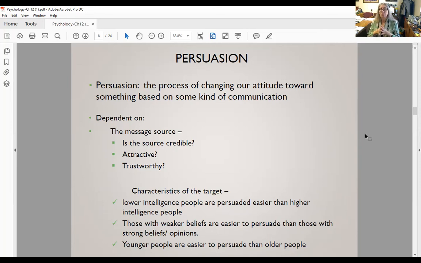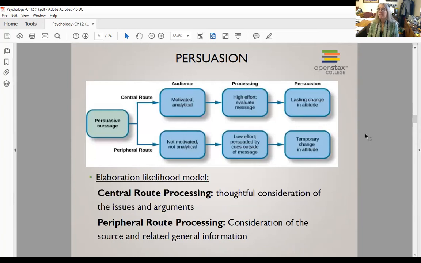So the Yale approach is going to basically say that persuasion is going to be dependent upon how credible or likable the source person is, different variables about the message, and some variables about the audience members or the target. There's a model called the elaboration likelihood model that was devised to help us really understand the importance of persuasive messages. And I think it's an interesting model that you can read about in the book.